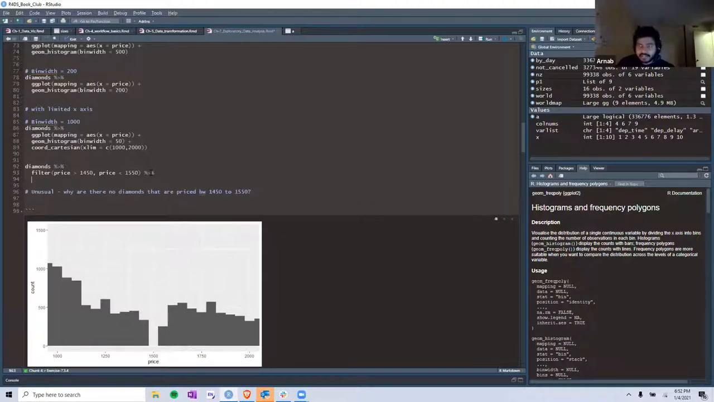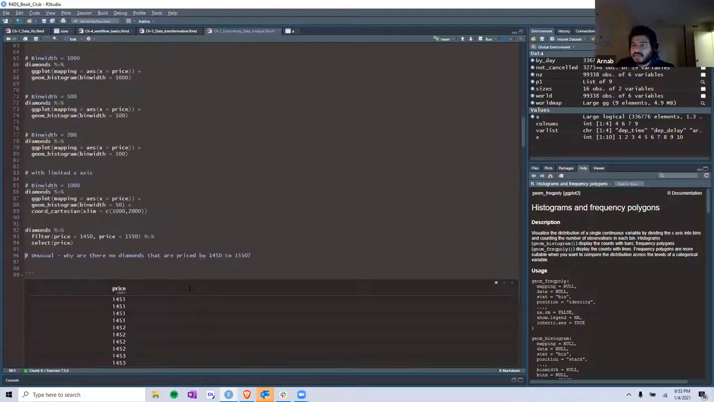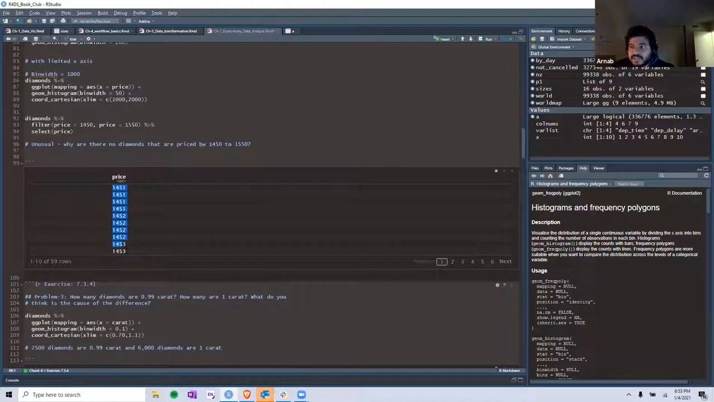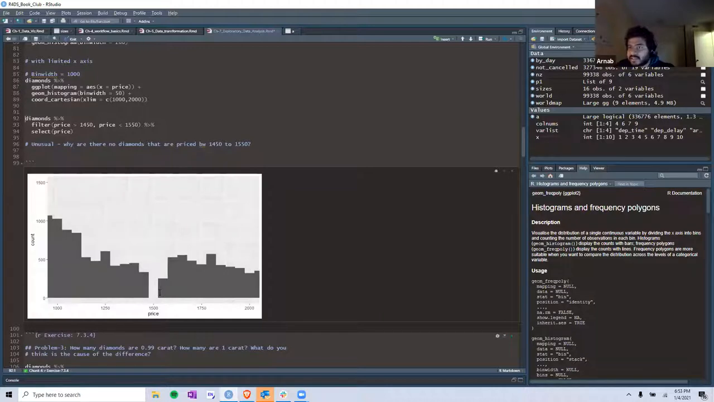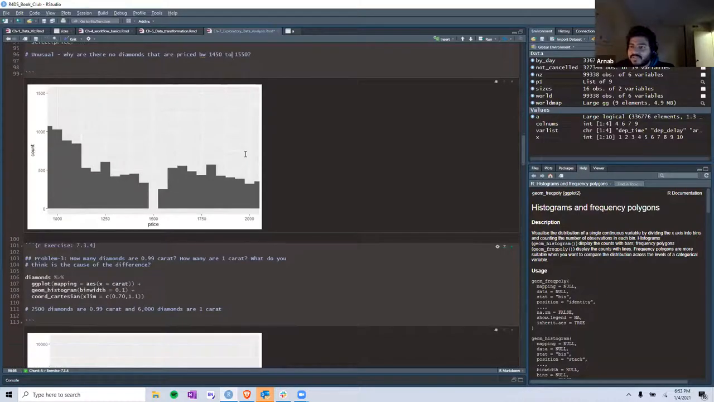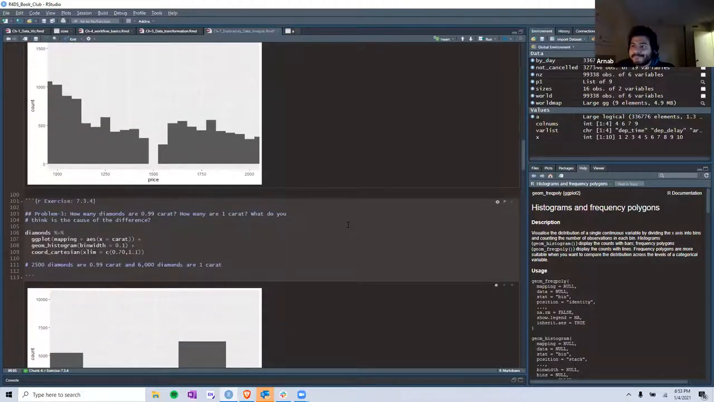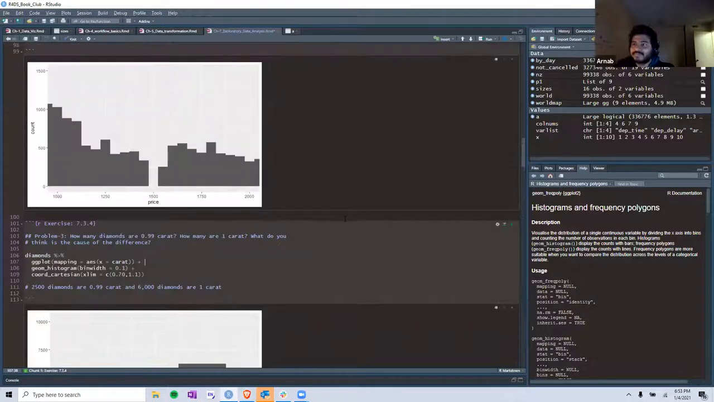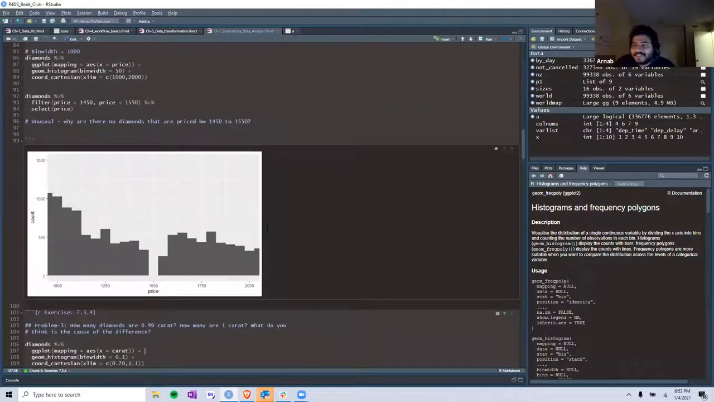I see. Let me actually check this. Nice. Yeah, you're right. It's 1450. There's also 1459, but I think that's it. Yeah. Okay, but very strange, right? After 1459, there's nothing till 1550, at least. Weird. Don't know what's going on there. But I think it's a cool way to find gaps in your data.